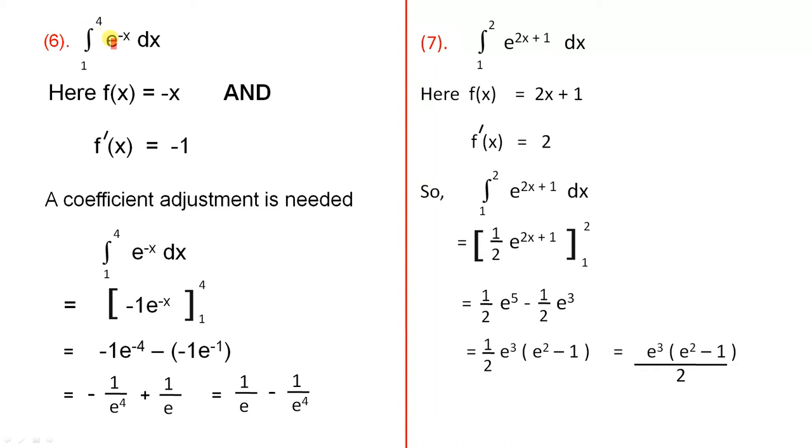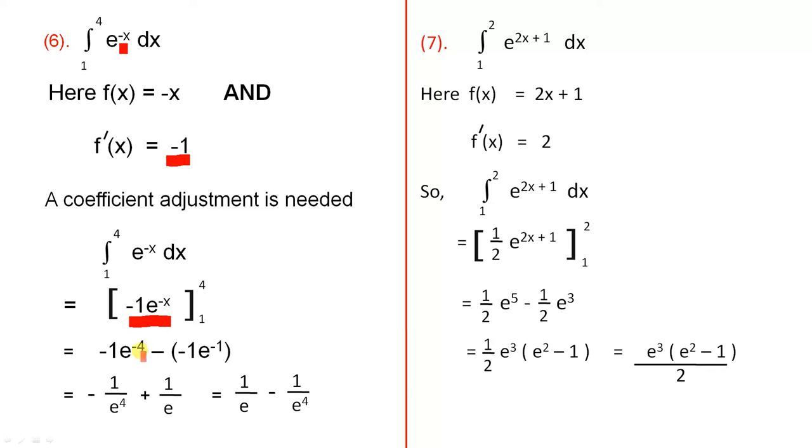Number 6, integrating e to the minus x between 1 and 4. So remember, f(x) is minus x as we saw earlier. So f dash x is minus 1. So adjusting for the coefficient, the integral of e to the minus x is minus 1 times e to the minus x. The limits are 1 to 4. We substitute 4 in there. We get minus 1 e to the minus 4 minus, and here is the second term in brackets, minus 1 e to the minus 1.